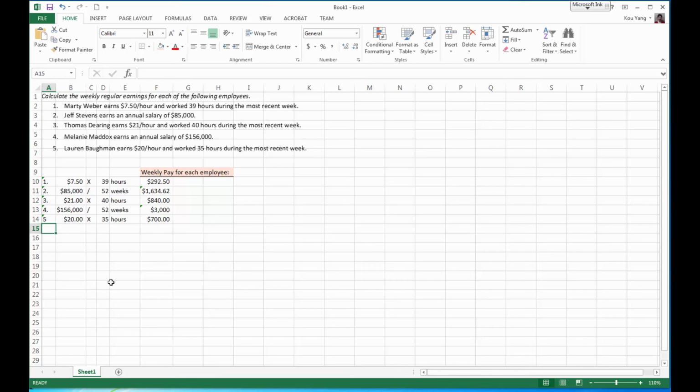So that's how you calculate weekly payroll. If you have any questions, make sure you give me a call or email me. Otherwise, go ahead and watch my next video, which is going to be calculating weekly gross payroll, after you have mastered this concept for calculating weekly regular earnings.